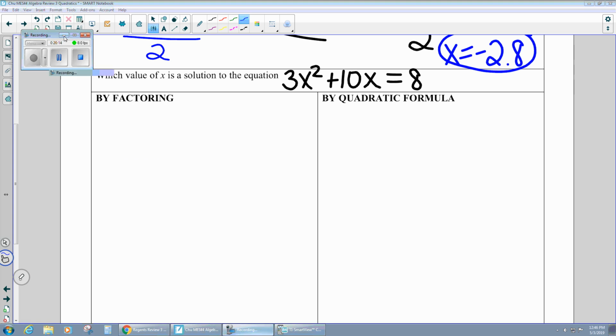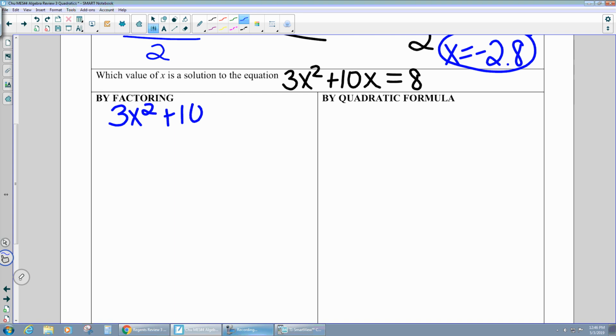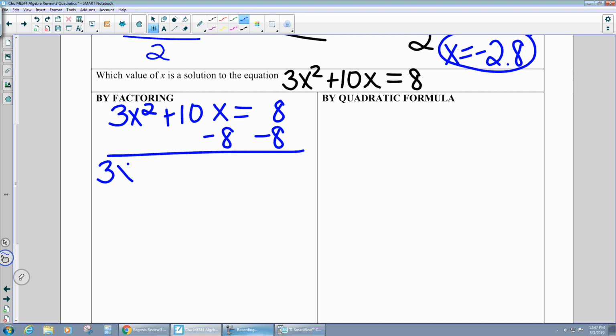Okay, let's do factoring first. So the first thing I need to do is get this equation into standard form. It's not equal to 0, so I know it's not in standard form. 3x squared plus 10x equals 8. If I want to get that into standard form, you need to subtract 8 from both sides so that I can get it equal to 0. So now I have 3x squared plus 10x minus 8 is equal to 0.